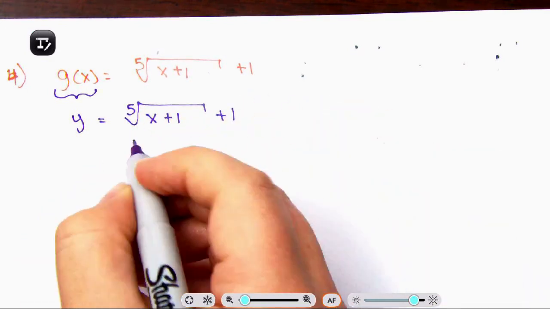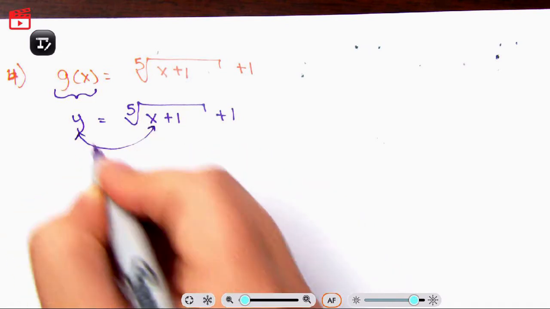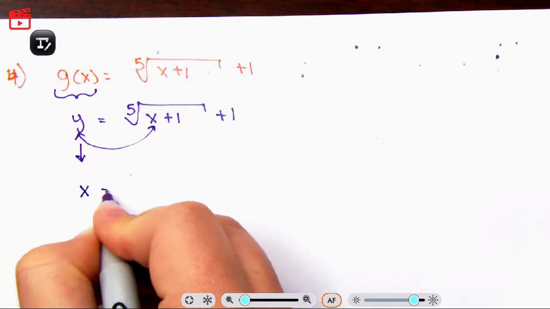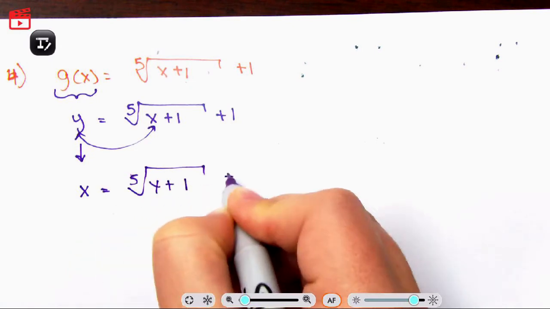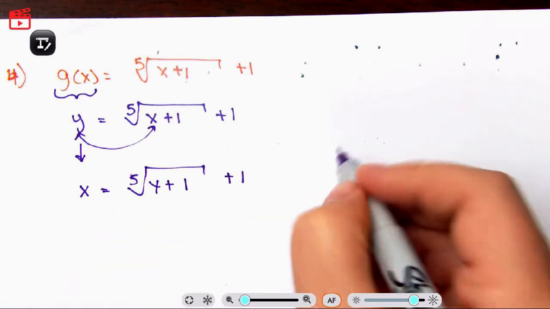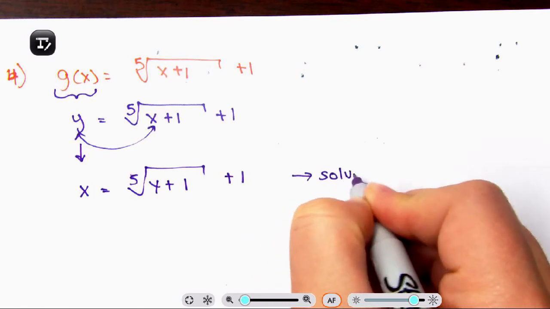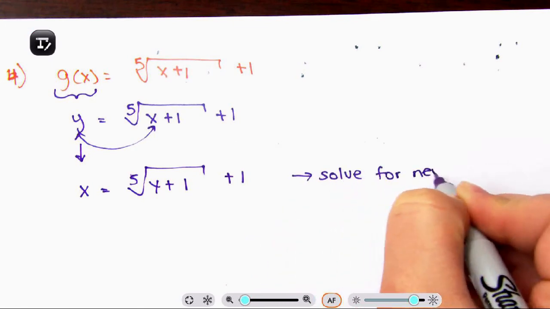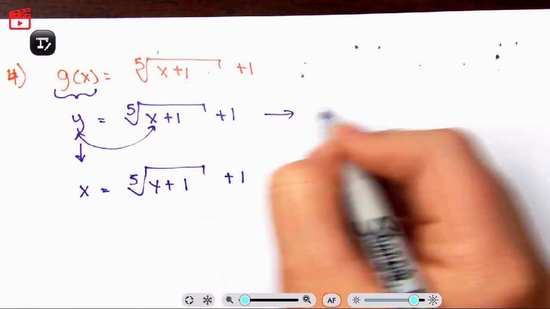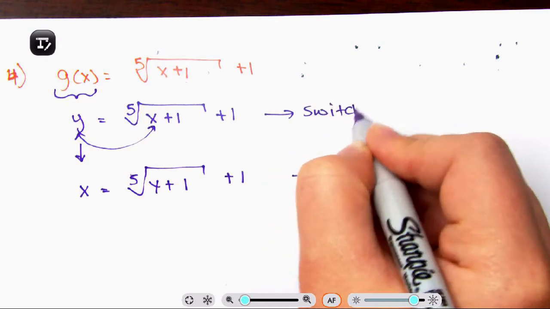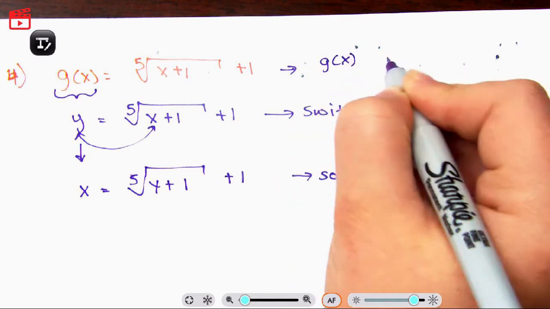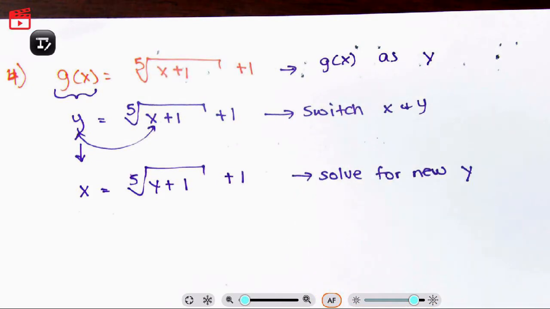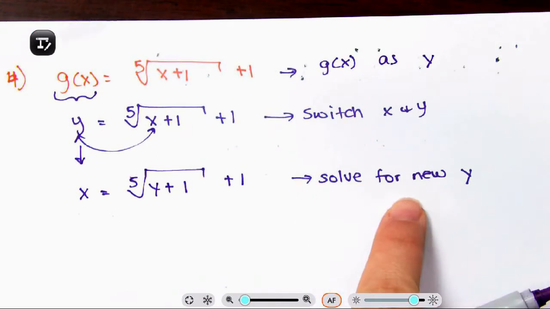Then after that, you're going to switch the position of x and y. So now we have x is equal to the fifth root of y plus 1, plus 1. So now we're going to solve for new y. This one here we switched x and y. And here we wrote g of x as y. All right, so here we go, solve for new y.